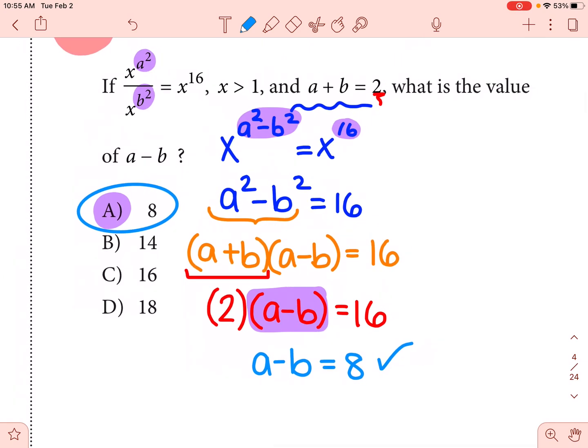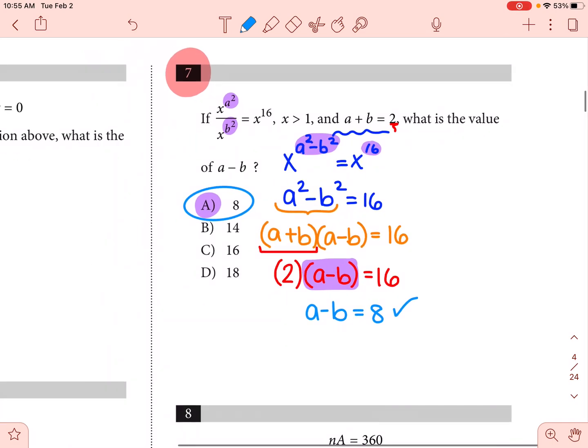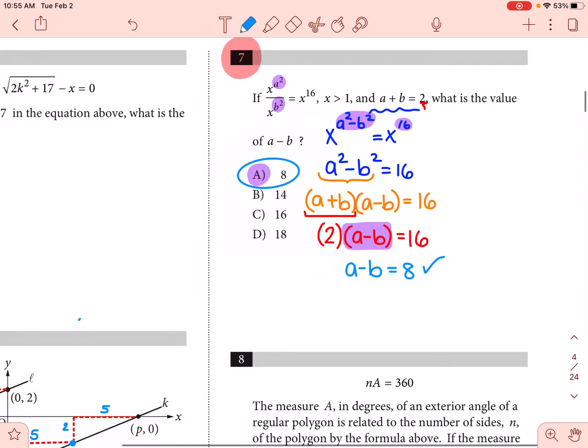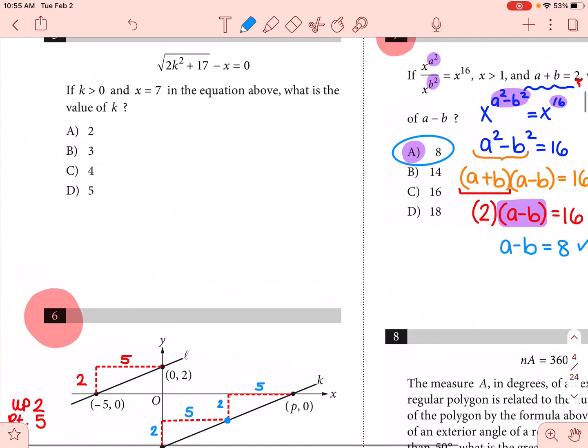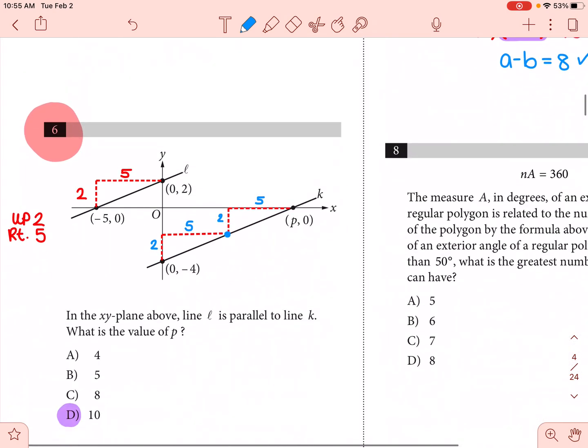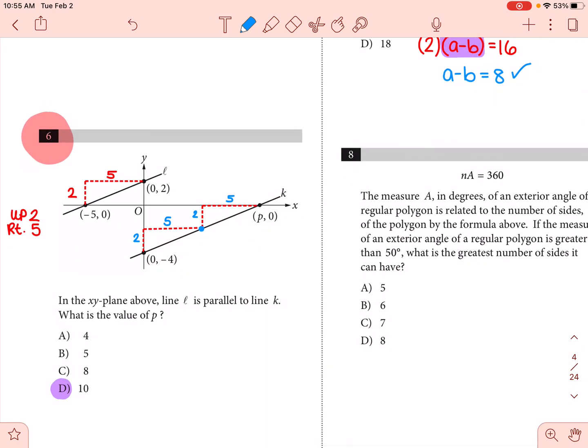Beautiful. I love that one. But it's tricky. So hopefully you learn from this. And we are now going to move on. Oh, you know what? I jumped to 7. Let's backtrack. I meant to do 6 first. My bad. 6 is a quick problem, and I already drew some things out for you.